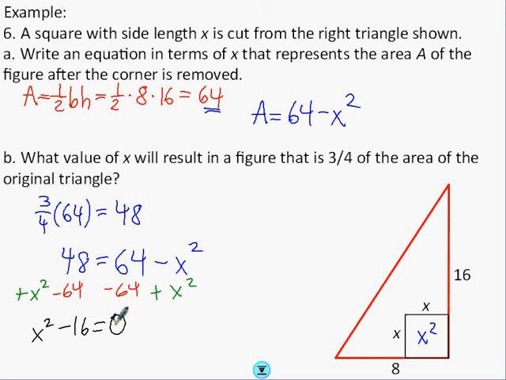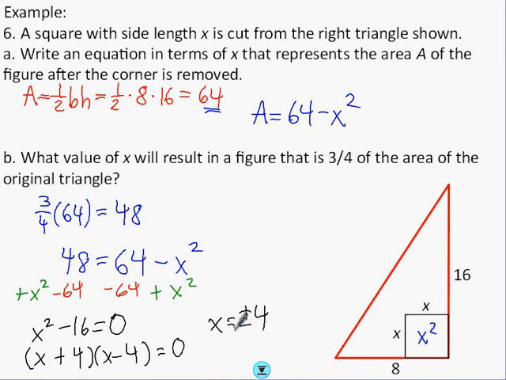I'm trying to solve for x, and I hope you can see that I have a difference of squares, so I'm going to solve this by factoring. The square root of x squared is x. The square root of 16 is 4. One's plus, one's minus. So x can either be positive 4, or maybe it's negative 4.